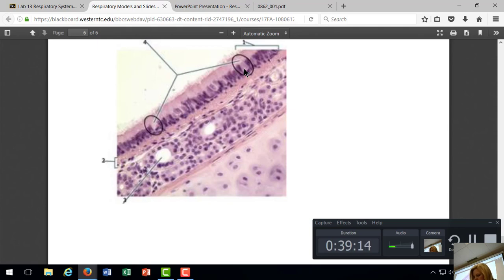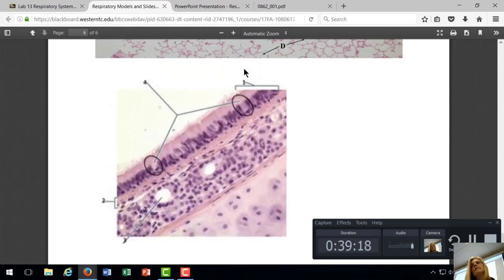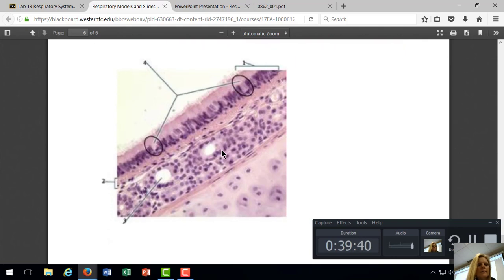All right, any questions on the microscopic anatomy of the lung? What's number 3? Number 3, you don't have to know. That's in that submucosal layer. That's a good question. Looks like a duct of some kind. I'd have to look that up. We don't teach that layer, so I'd have to look. Good question.